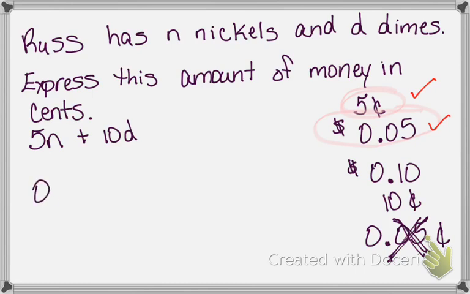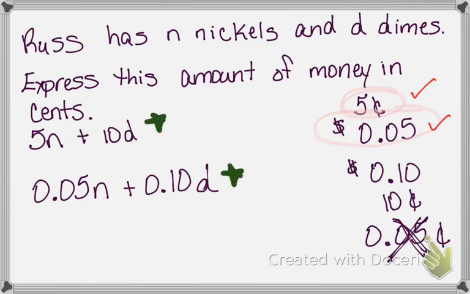I prefer this because we operate in dollars. Okay? So I want you to know that either of these is correct. Okay? And again, you're not trying to find out how much money he has. You're writing an expression to illustrate how much money he has.